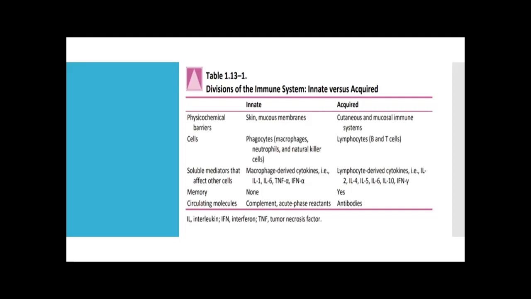In acquired immunity, the physicochemical barriers include cutaneous and mucosal immune systems. In cells, it includes B and T cell lymphocytes. And in soluble mediators, it includes lymphocyte-derived cytokines, that is IL-2, IL-4, IL-5, IL-6, IL-10, and IFN gamma. Innate immunity has no memory, while memory is present in acquired immunity. And innate immunity includes complements and acute phase reactants in circulating molecules, while in acquired immunity, there are antibodies.